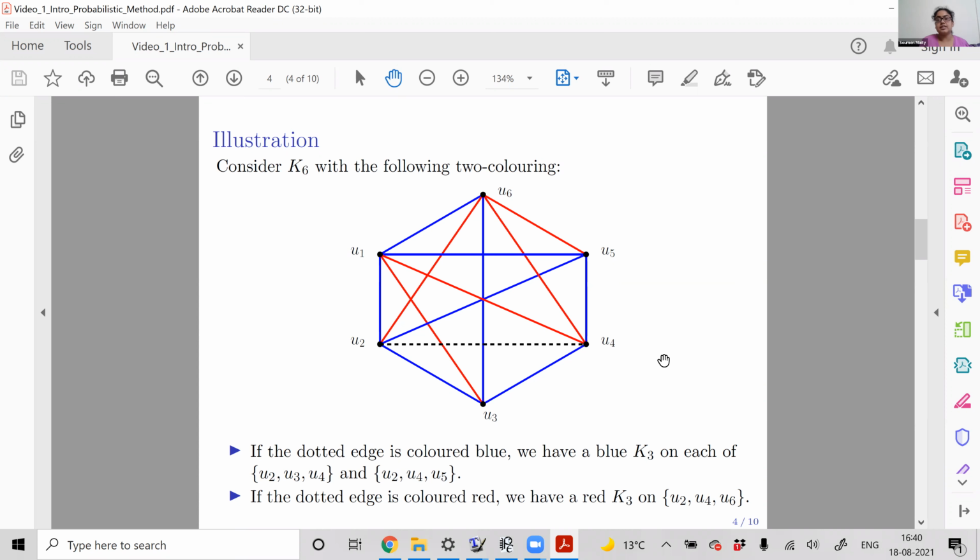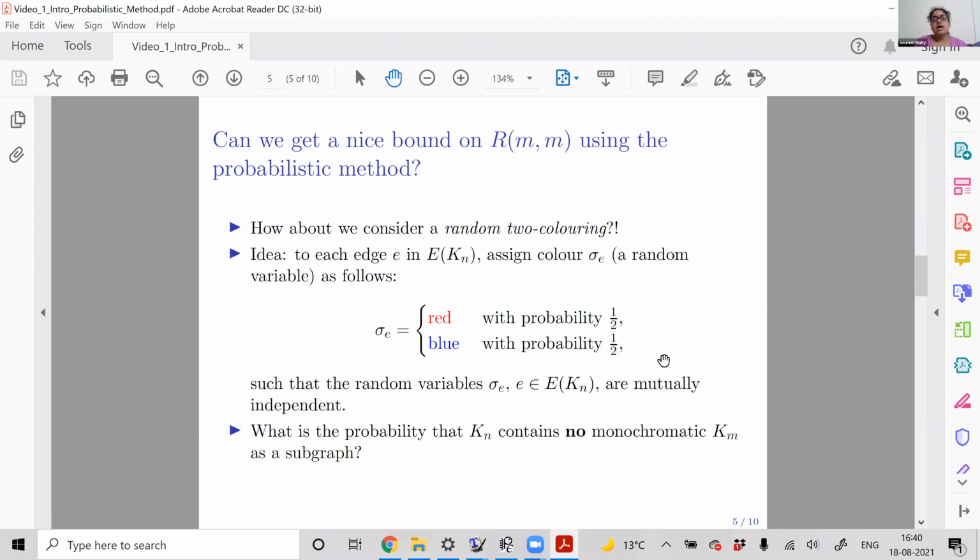Maybe this is a quick exercise for those who haven't seen Ramsey numbers before. It's fun. You can show that R(3,3) is equal to 6, which means that no matter how you choose to color the edges of a complete 6 graph, you will end up with either a blue triangle or a red triangle. Okay, so we want to get a bound on our M, M.